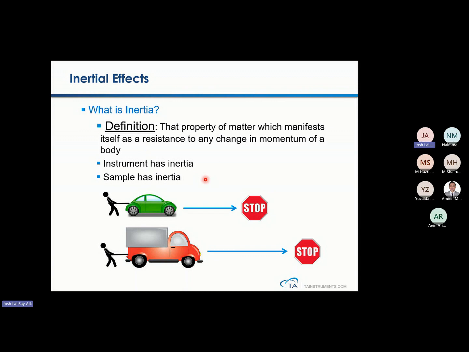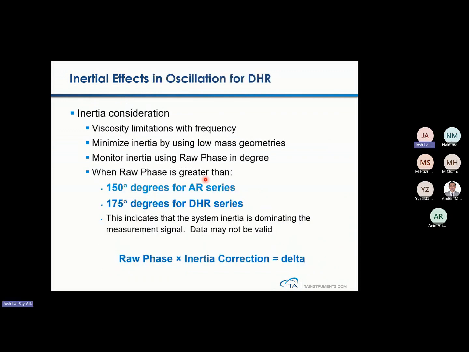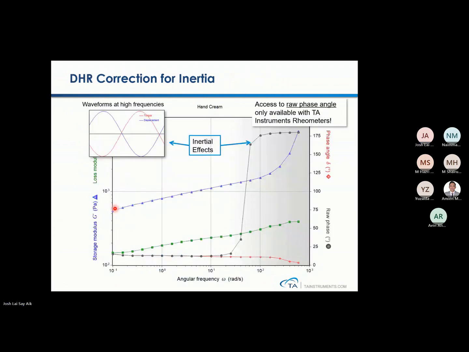So how do we justify that every single modulus that we measure is actually coming from the sample alone, not from the instrument? How? Very simple. Check the raw phase angle. So for the DHR series or HR series, we are going to correct the raw phase up to 175 degrees. 175 degrees. How do we validate our measurement data? Simple. You can assess the raw phase angle, and only TA rheometers can allow you to do that.